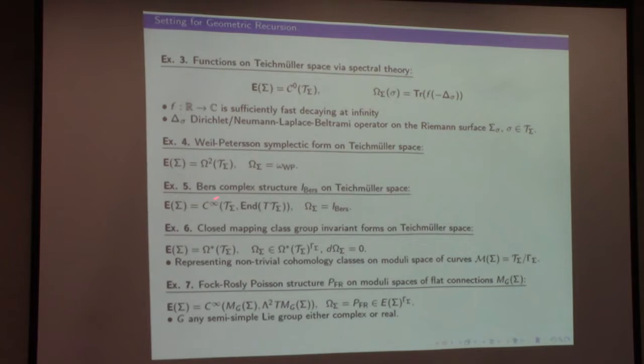So if you look at Bers' complex structure on Teichmüller space, I think of that as an almost complex structure. In other words, an almost complex structure is a section of the endomorphism bundle of the Teichmüller space. Yes, I agree. So this here is actually just for closed surfaces. But it's the same story again, right? You can fix the boundaries. But okay, this here is for closed surfaces.